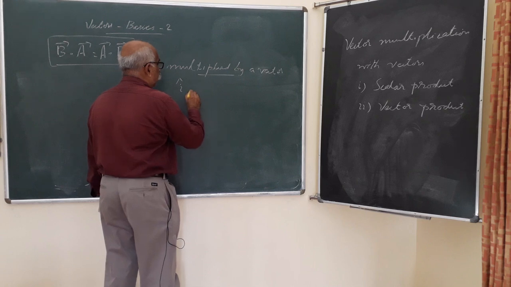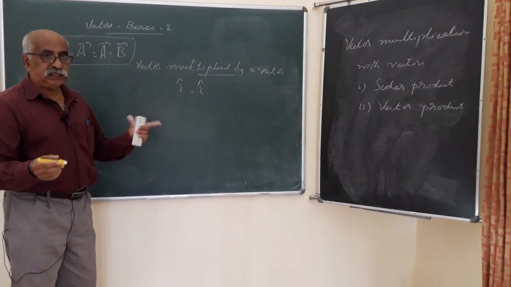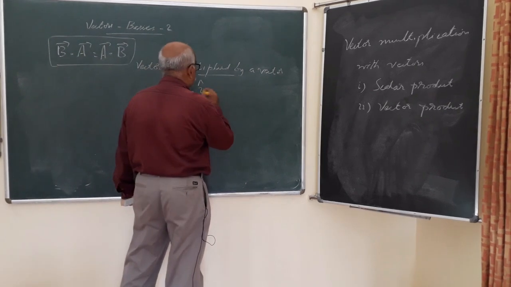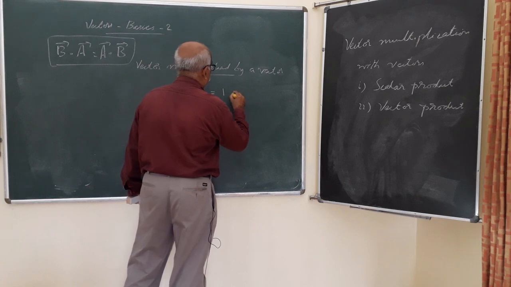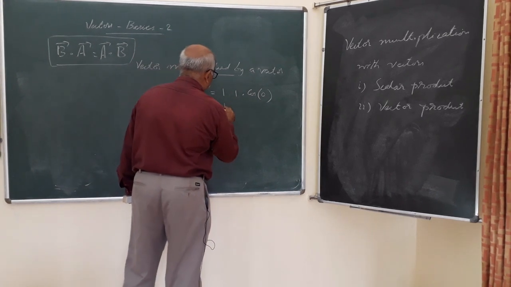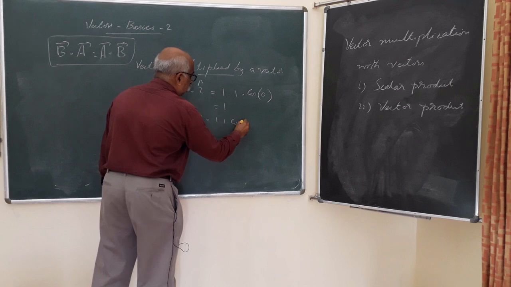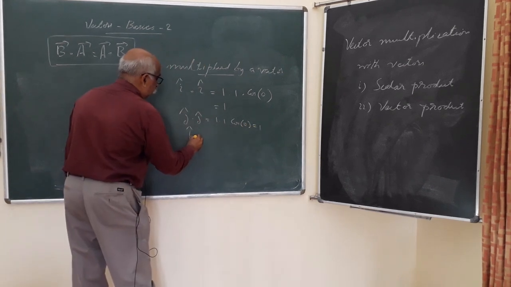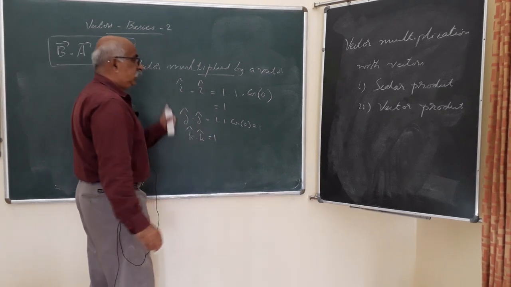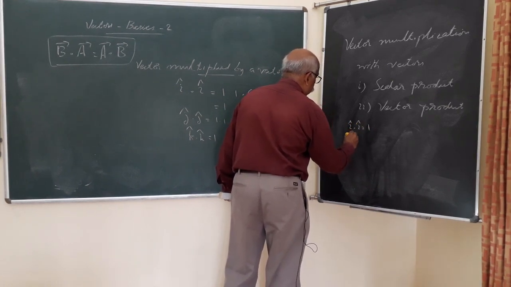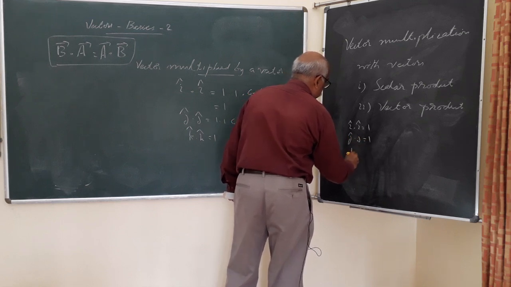I dot I. What is I dot I? Between two vectors I and I, what is the angle? Angle is 0. From our definition, I dot I is equal to 1 multiplied by 1 multiplied by cos of the angle. Angle is 0. Cos 0 is 1. Therefore, I dot I is 1. What about J dot J? J dot J is also equal to 1. K dot K is also 1. So among the i, j, k vectors, I dot I is equal to 1, J dot J is equal to 1, K dot K is equal to 1.